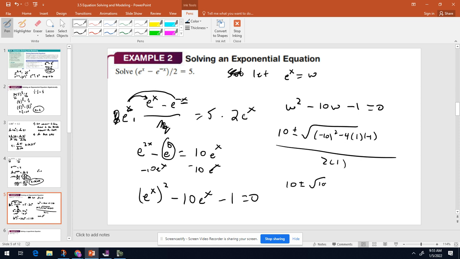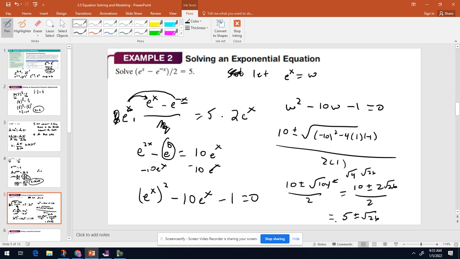So this gives me the square root of 104 all over 2. I'm going to simplify this as the square root of 4 times the square root of 26. So this equals 10 plus or minus 2 square root of 26 over 2. All these simplify to 5 plus or minus square root of 26.